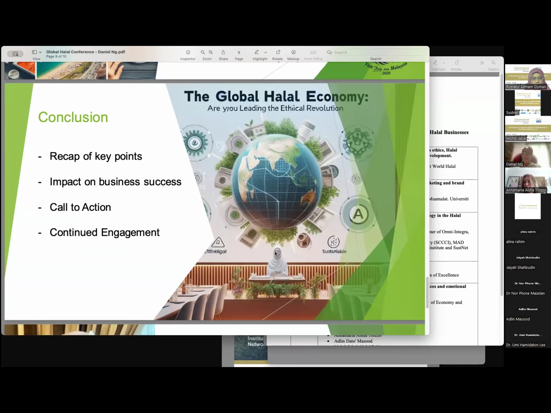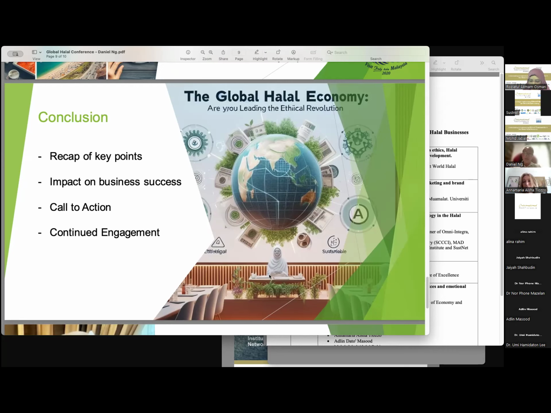So positive effects on reputation, customer trust, and competitiveness, if you preserve all these values within the halal economy using technology, would be something that people look at. The call to action is really to adopt ethical and sustainable practices and leverage technology for innovation and growth.